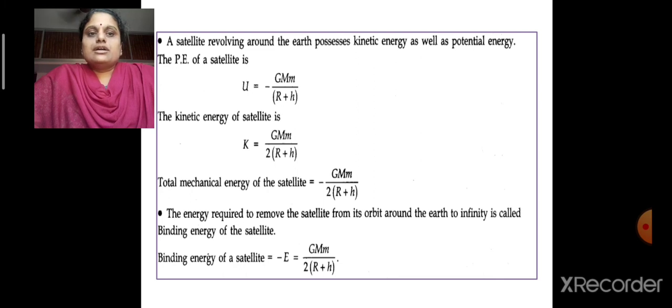The energy required to remove the satellite from its orbit around the Earth to infinity is called the binding energy of the satellite. And binding energy equals minus E, which is GMm divided by 2 into (R plus h).